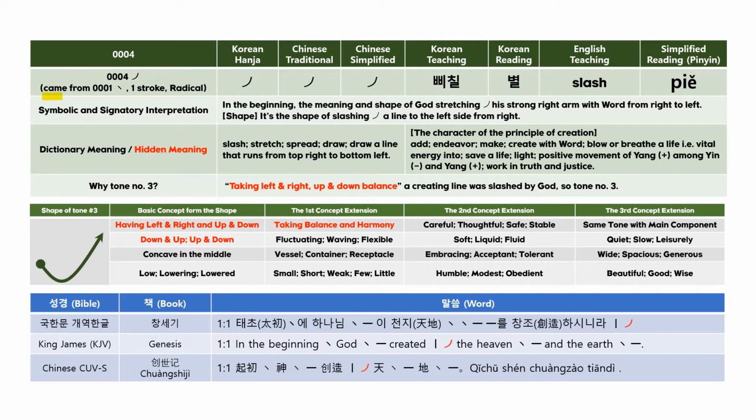Of course, this character came from the first character meaning sky, dot, zu, one stroke, one of the radicals, same shapes in Korean Hanja and Chinese characters. In Korean language, we pronounce the meaning 빛일별, 빛일별. In English, it's a slash or stroke. The pronunciation is pie, tone number 3.